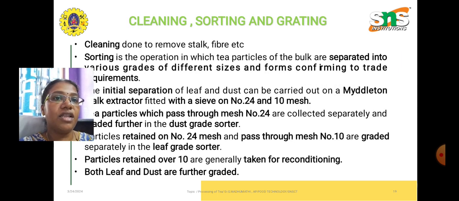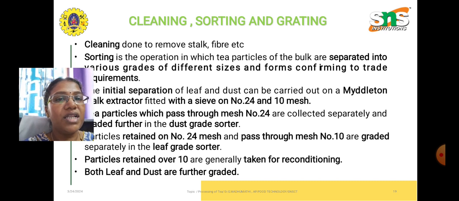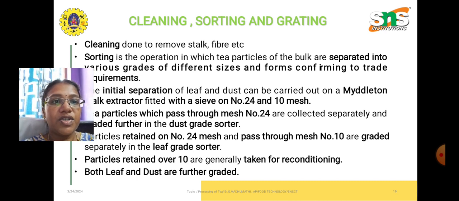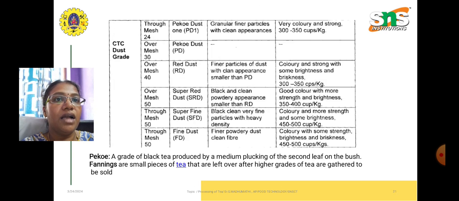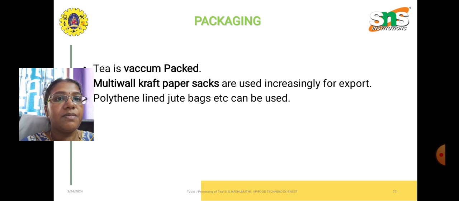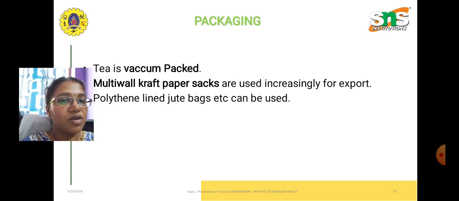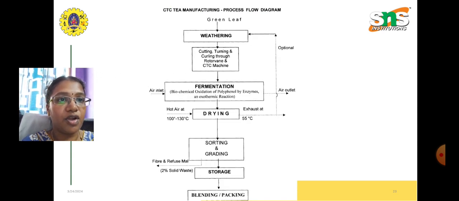Then cleaning, sorting and grading, as we all know, is the basic unit operation to remove the extra stock and the fibers that are present. Lastly, packaging is done by vacuum packaging practice. Multi-wall kraft paper sacks have been increasingly used for the export of tea powders. Polythene lined jute bags have also been adopted for bulk exporting of tea.